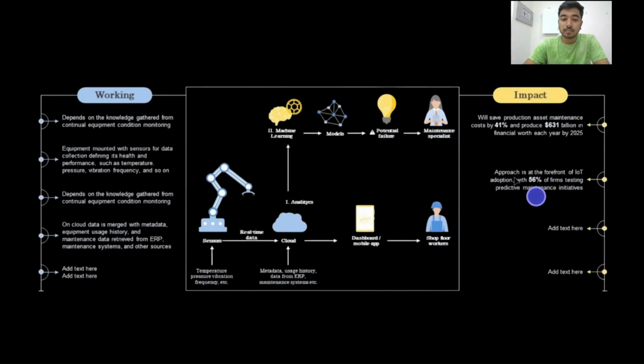Now moving to the impact. Predictive maintenance can bring massive benefits. It is expected to reduce production asset maintenance costs by 41% and could generate over $631 billion in financial value globally by 2025. It's a leading-edge use case in IoT, with 56% of organizations already testing predictive maintenance solutions. Predictive maintenance transforms the traditional break-fix model into a proactive and intelligent system, saving time, reducing downtime, and maximizing operational efficiency.